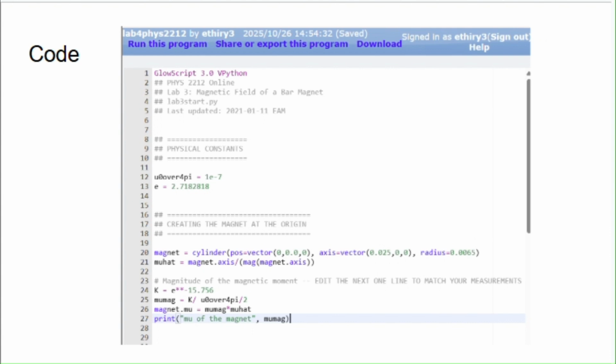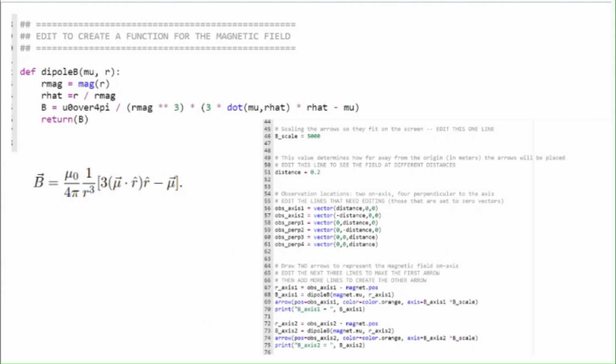So here's the GlowScript code. To begin, this is the starter code, and we added a constant from the constant section, which was the value of e that we got. Next, I calculated the value of the magnetic constant. Using the line equation from the previous slide, I inputted how I got my value of k into the code. I then calculated mu magnitude by dividing k by mu naught and 2. Then I printed this value to the computational model.